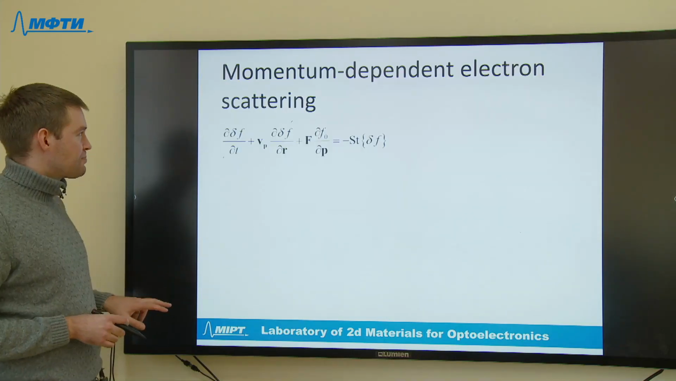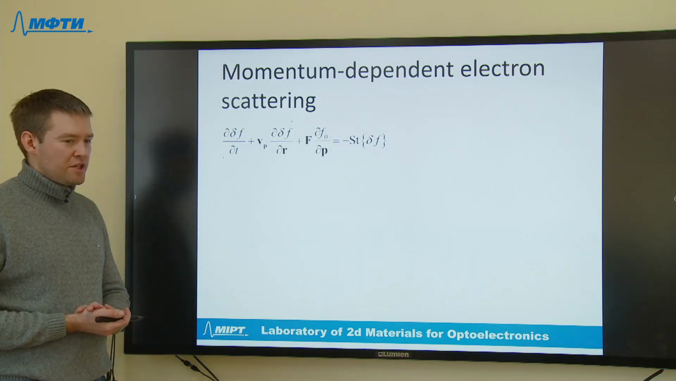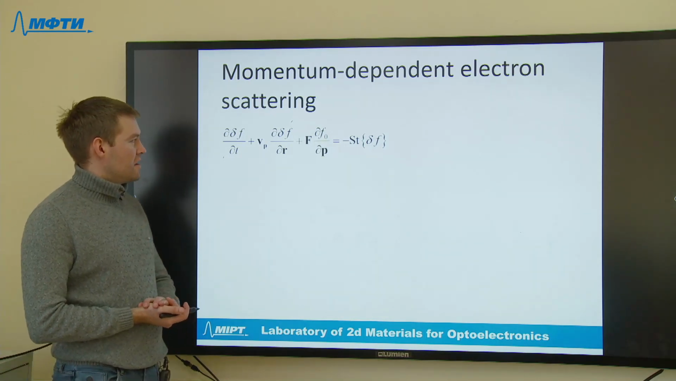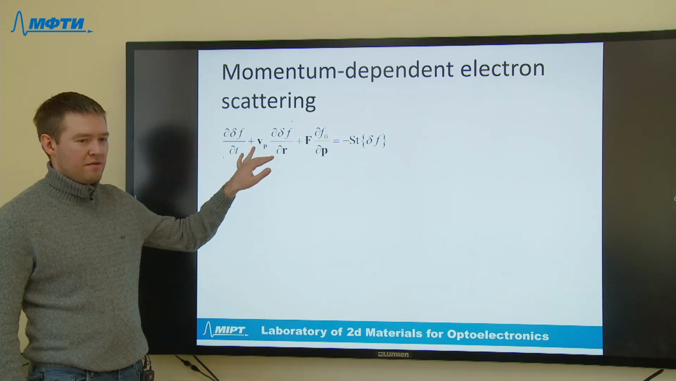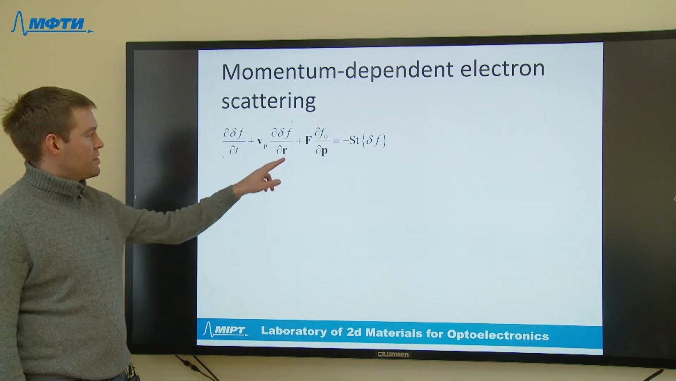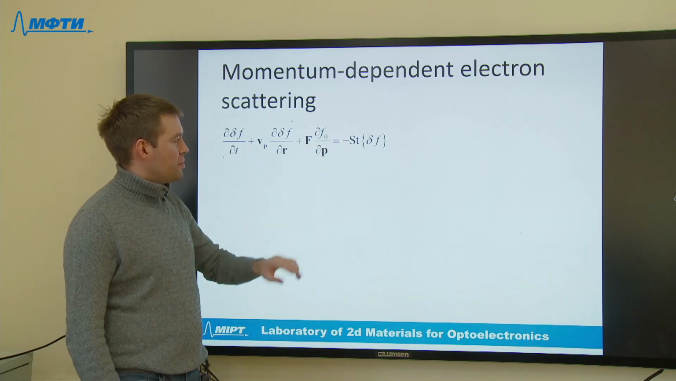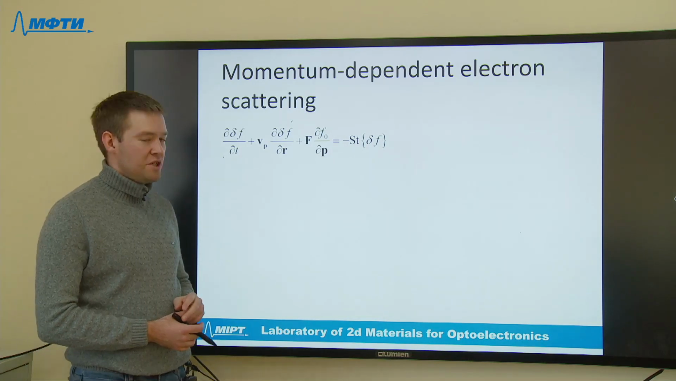So we have learned that the kinetic equation has the following form: the derivative of distribution function with respect to time plus velocity multiplied by derivative with respect to space plus force multiplied by derivative of equilibrium distribution function with respect to momentum, it all equals the collision integral.